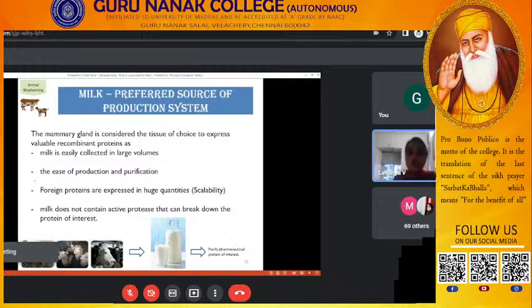Moreover, any foreign protein which is made to be expressed in milk is produced in a very huge quantity. So expression of protein itself is very efficient. Thus, scalability is very easy. If you have to go for mass production, it becomes really easy. The most important point is the absence of any active proteases in milk. Proteases are a group of enzymes which will degrade proteins. We should not forget that our protein of interest should not be cut by any enzymes. So they should be stable. Here the absence of any protease ensures that the protein of interest is stable.